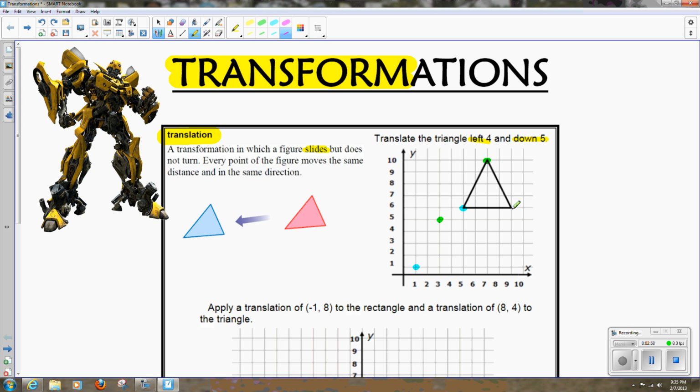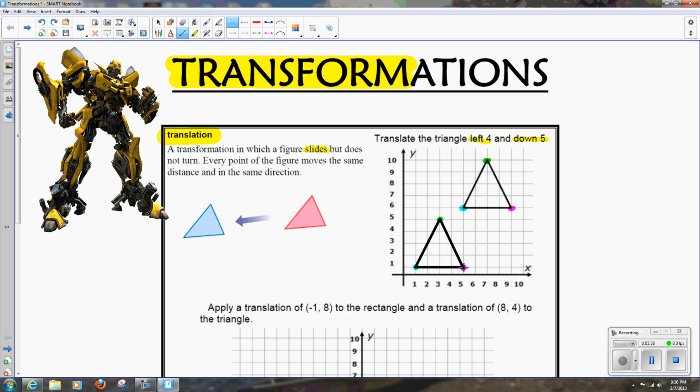Same thing with the last point. It's going to move left 4 from an x value of 9 to an x value of 5, and then down 5 from a y value of 6 down to a y value of 1. Now that we've plotted the 3 new points, we can look and see, and it looks like when we connect those, they're going to make a triangle that's exactly the same as the original triangle. So using your protractor and your pencil, connect each point with a nice straight line.